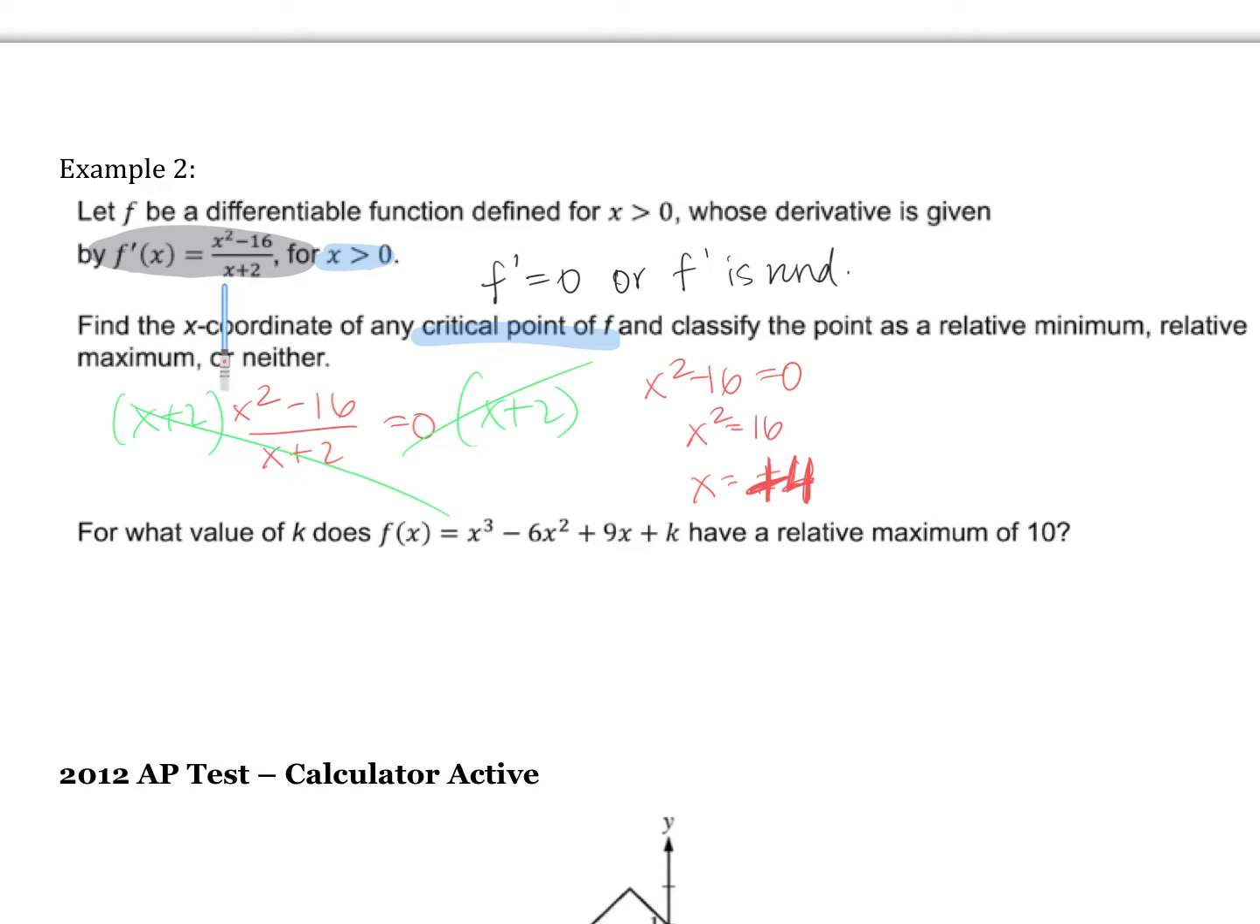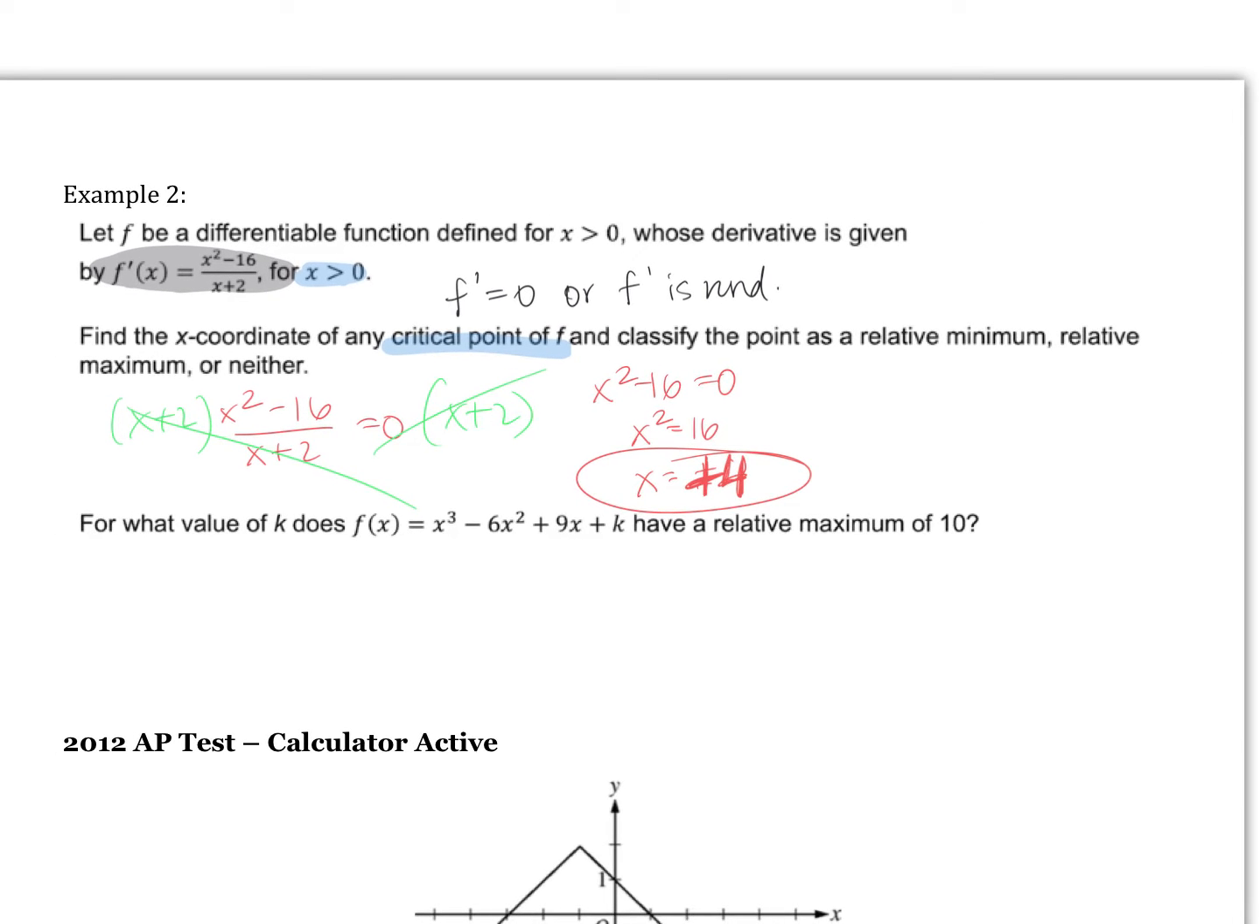Is this ever going to be undefined? Yeah, that's when my x would be equal to, careful, negative 2, right? Because my denominator would be 0 at negative 2. Do we care about it? No, because it's outside my domain again. So in this case, we only have one critical point. Our only critical point is that x equals 4.